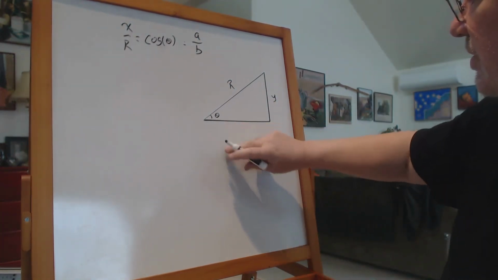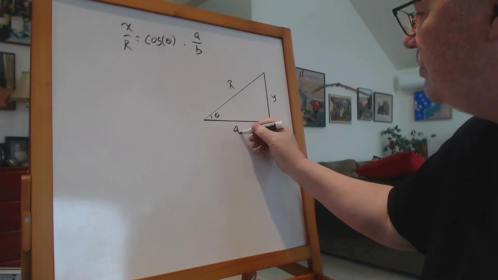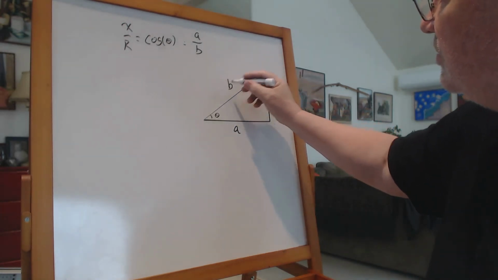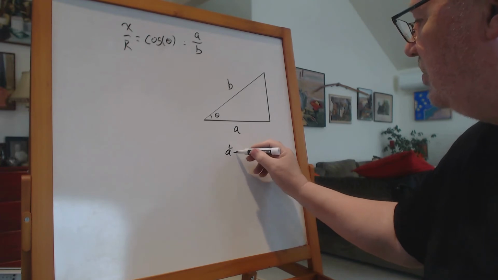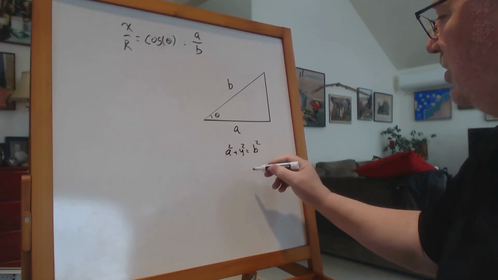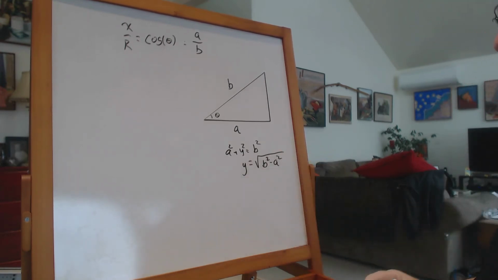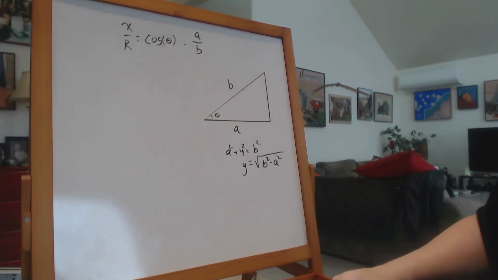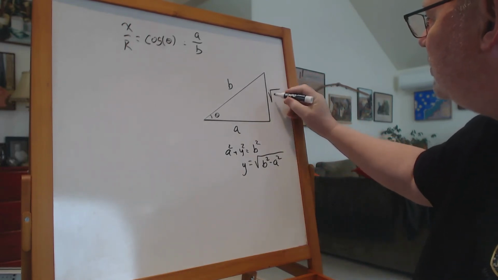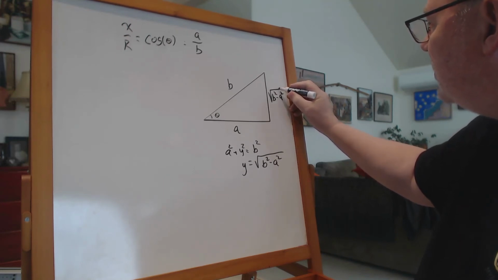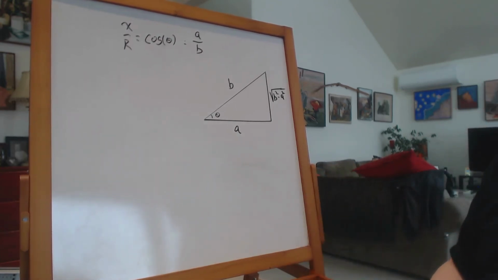So we have a, and we have b, and what's this? So that is a squared plus y squared equals b squared, y equals the square root of b squared minus a squared. So that's what our y value is. And we're given a bunch of problems here. We're given, what is the sine of theta?